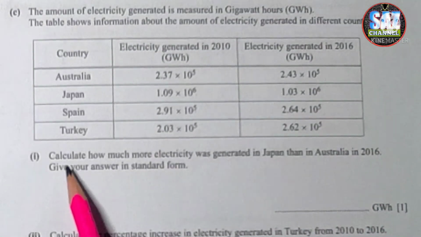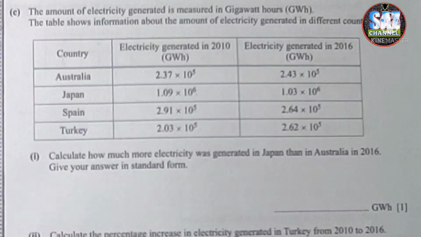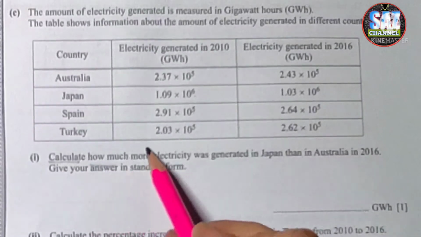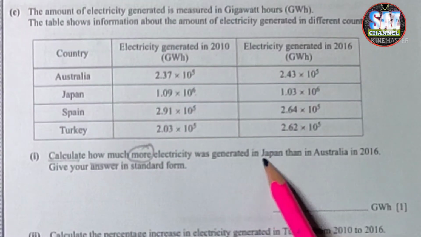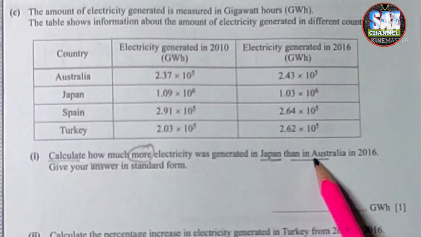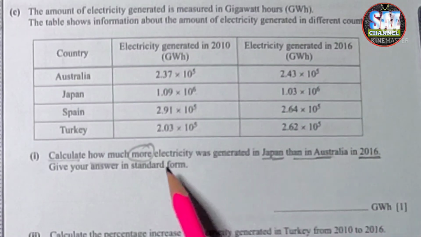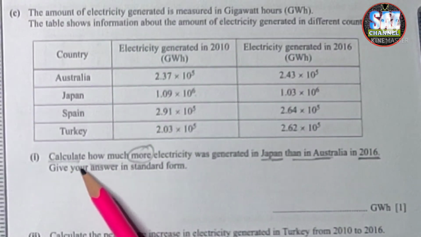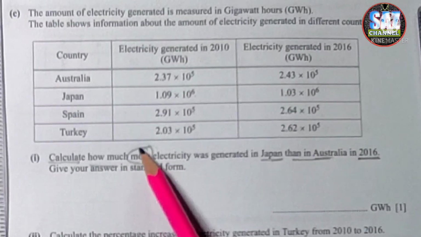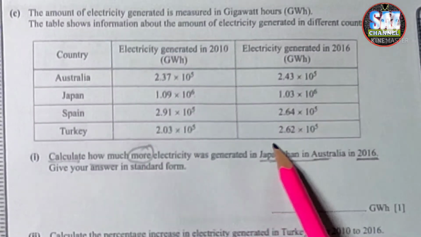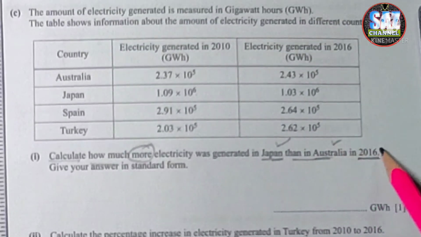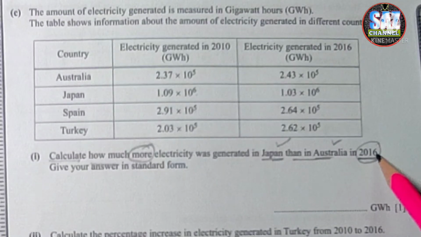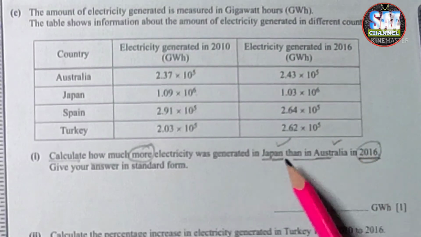Now, let's talk about the first requirement of the question. Calculate how much more electricity was generated in Japan than in Australia in 2016, and give your answer in standard form. There are 2 or 3 things that we need to understand: we have to calculate how much more electricity is generated in Japan than in Australia, and in which year? 2016. So it means that we have to focus our attention on which 2 countries?